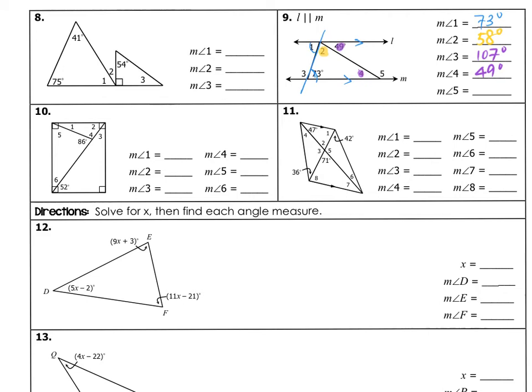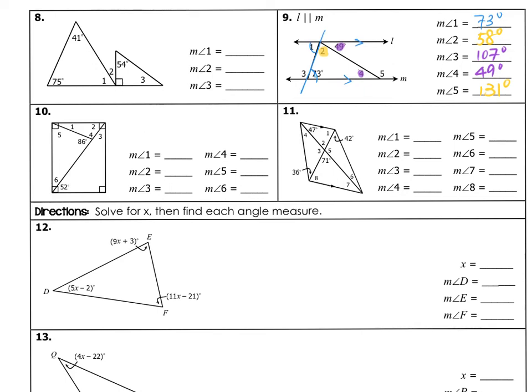Okay, and then angle 5 and angle 4 are obviously a linear pair as well, so that's 131 degrees. So that's how you use the parallel lines and the relationships we learned in chapter 3 to help you solve this problem. I'm going to leave the rest of it for you.